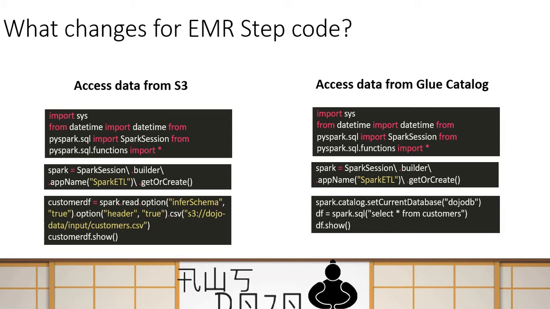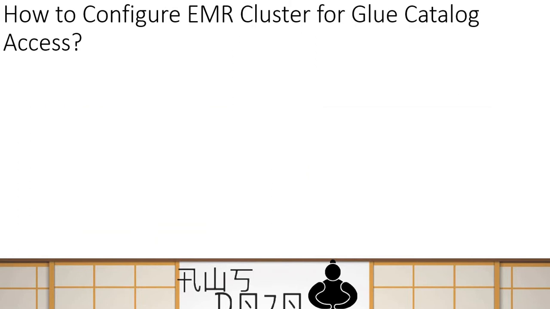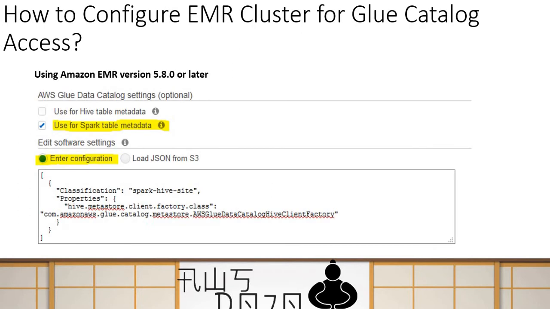Okay, so having understood the coding level effort, let's try to understand how to configure my EMR cluster to access data from the Glue catalog. Actually, it's pretty straightforward. When you're configuring your EMR, first of all, this feature is available only when your EMR version is 5.8.0 or later. So you can access the Glue catalog through an EMR cluster only for version 5.8.0 and onwards.